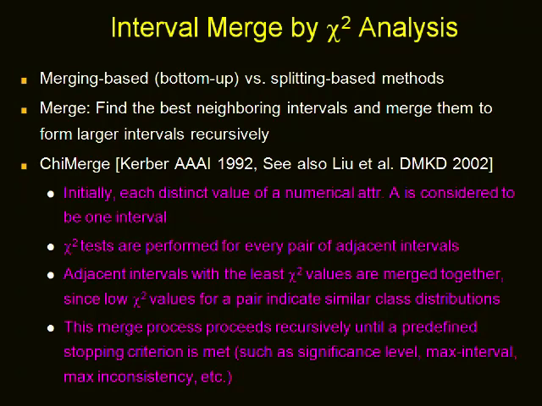So this method starts like this. Each distinct value of numerical attribute A is considered to be in one interval. Then chi-square tests are performed for every pair of adjacent intervals.